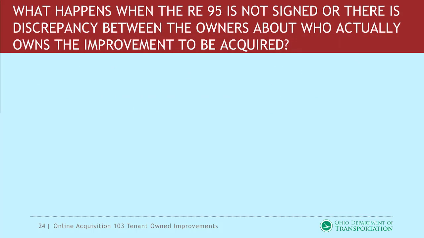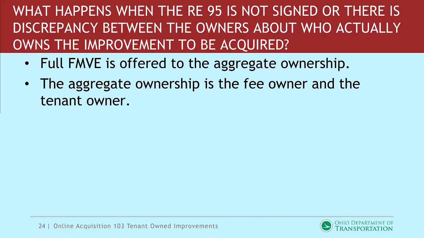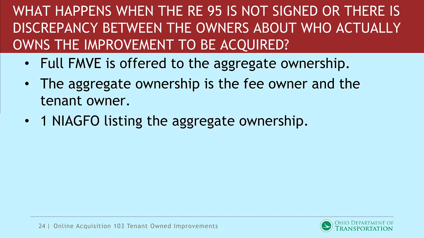What happens when the RE95 is not signed or there is a discrepancy between the owners about who actually owns the improvement to be acquired? Full FMVE is offered to the aggregate ownership. The aggregate ownership is the fee owner and the tenant owner.